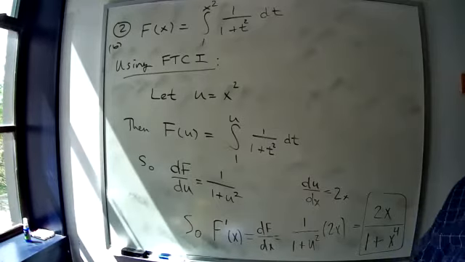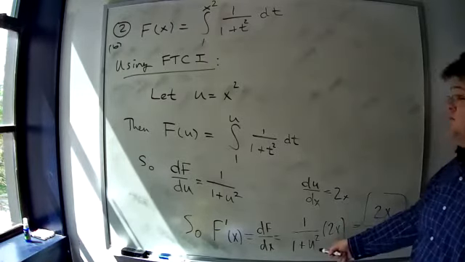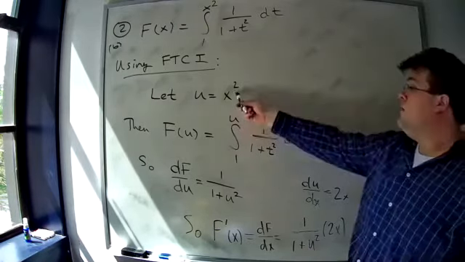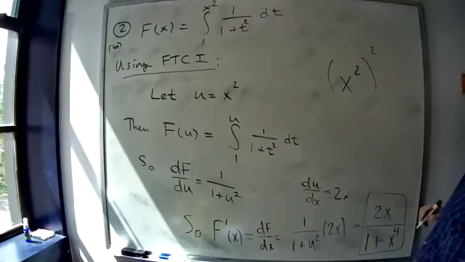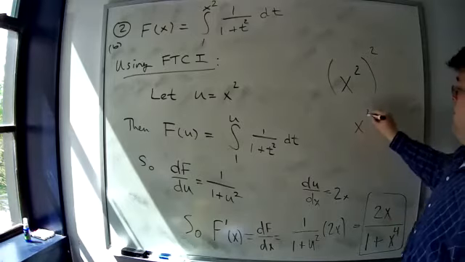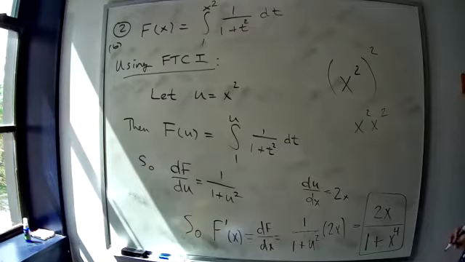Yeah, sorry, I missed how you got 1 over 1 plus x to the 4th, just the to the 4th part. Yes. So we have u squared here. U is x squared. X squared squared. 4 x's, so x to the 4th. Oh, got it. Thank you.